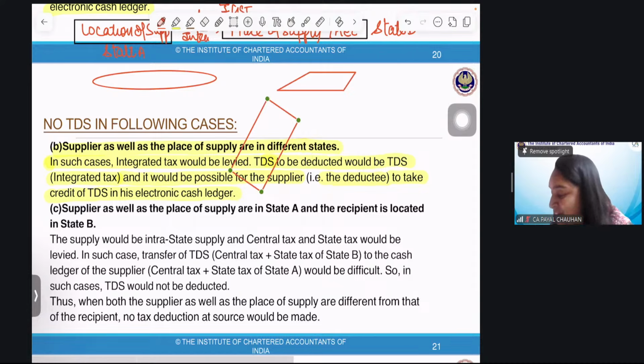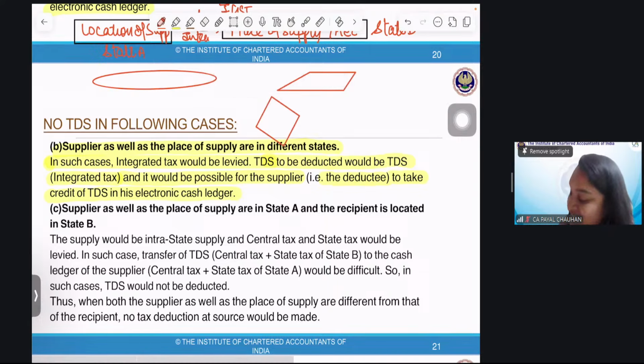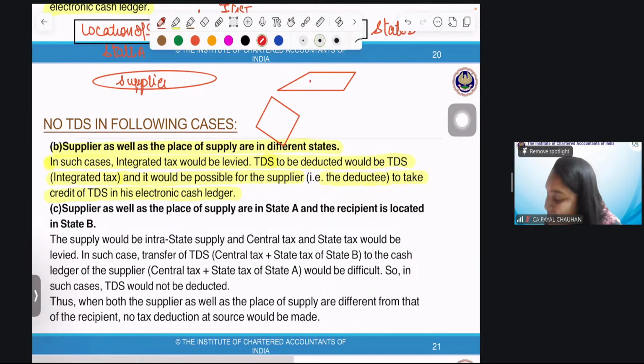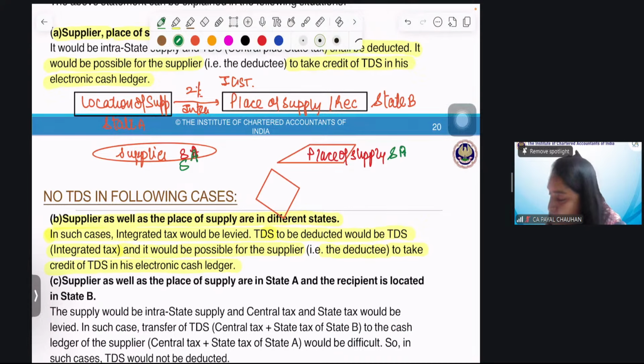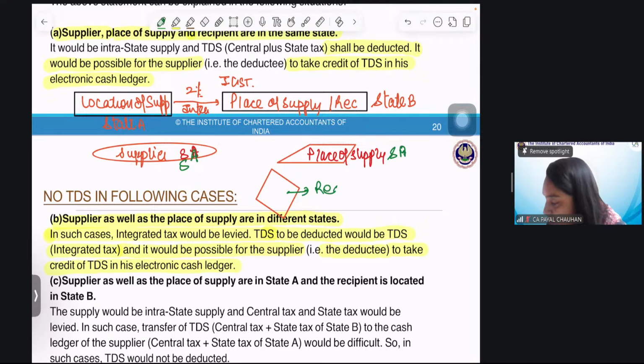I don't know what kind of diagrams have been there, though I tried to make it very good. Okay, so it is the supplier. It is the place of supply, and we'll assume state A. State A and state A, but registration of the recipient in state B. Now think, what will happen?